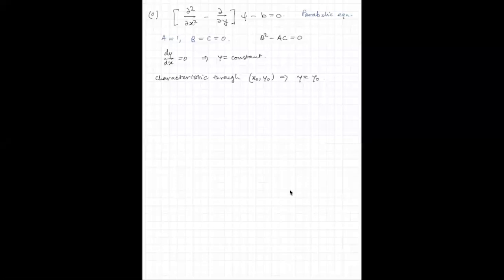So let's just try to see this once more. As we said, equations are simple if A, B, C are constants. In that case, characteristics are just straight lines.